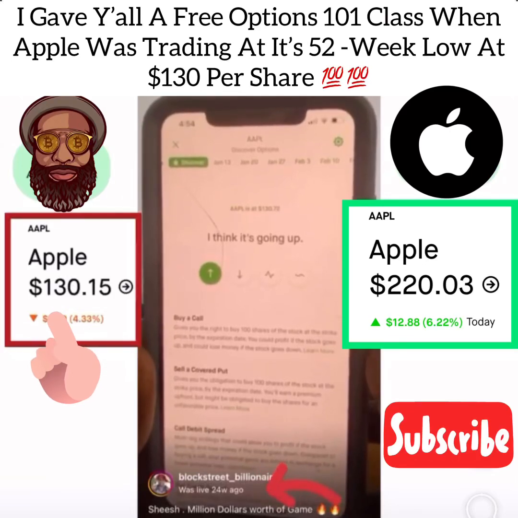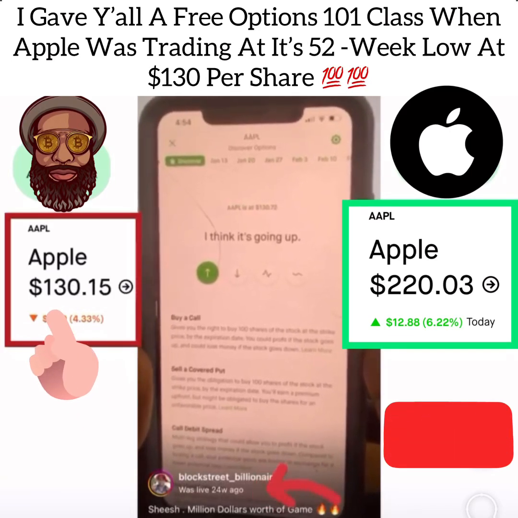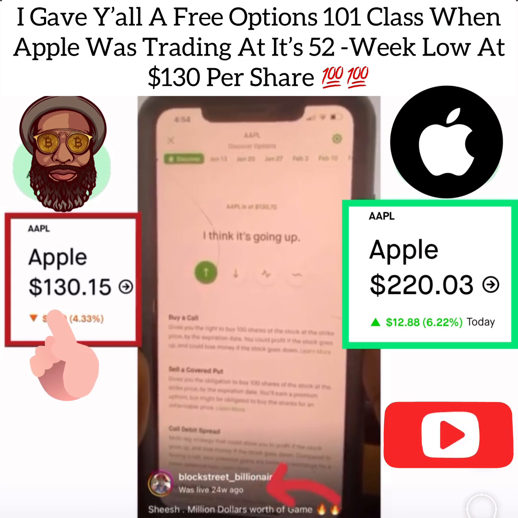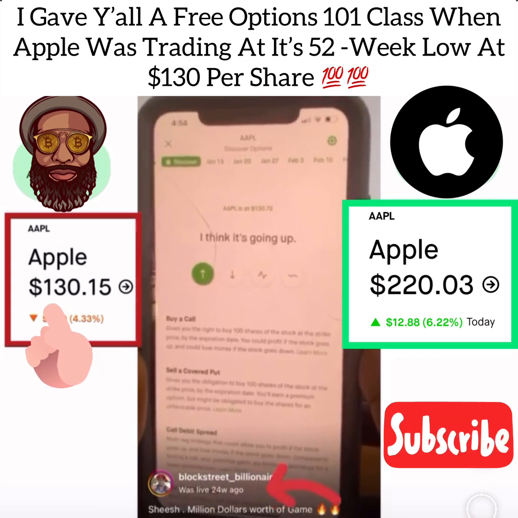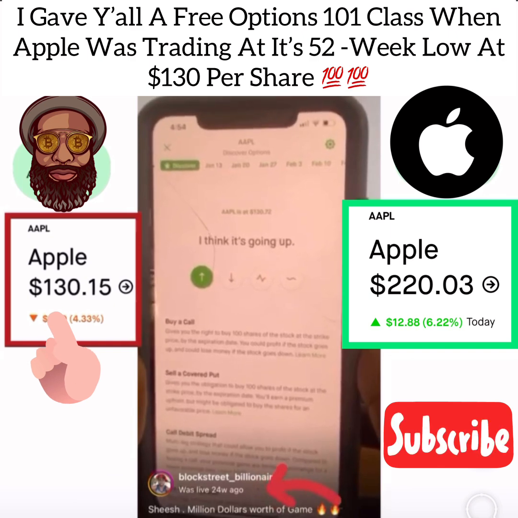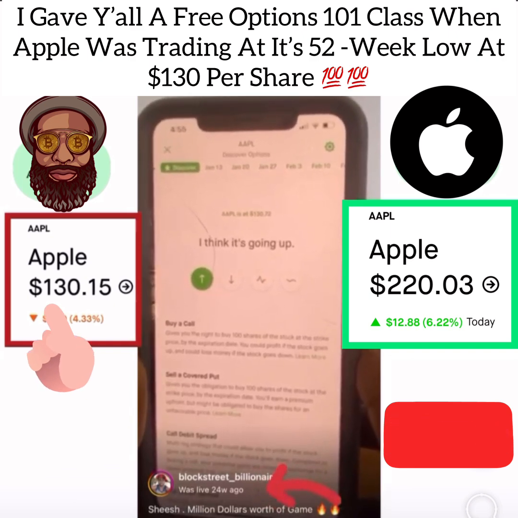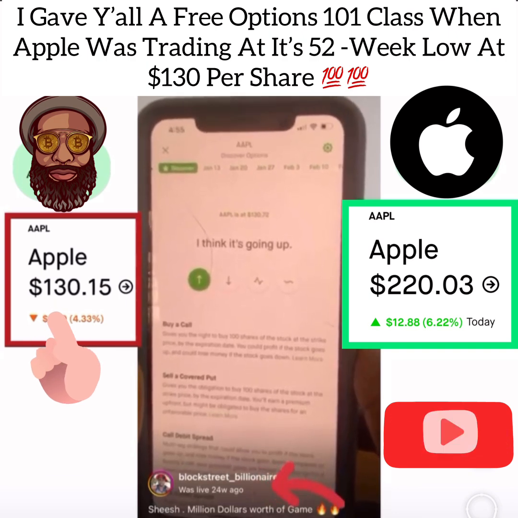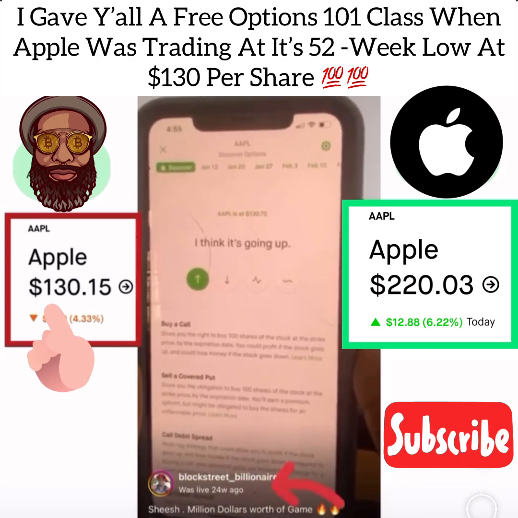100 shares, you're basically buying 2 contracts. If you're buying 300 shares, you're buying 3 contracts. If you're buying 400 shares, you're buying 4 contracts. But it all depends on how many. You can buy 10 contracts, which would be 1,000 shares. You can buy 20 contracts, which would be 2,000 shares of that company.